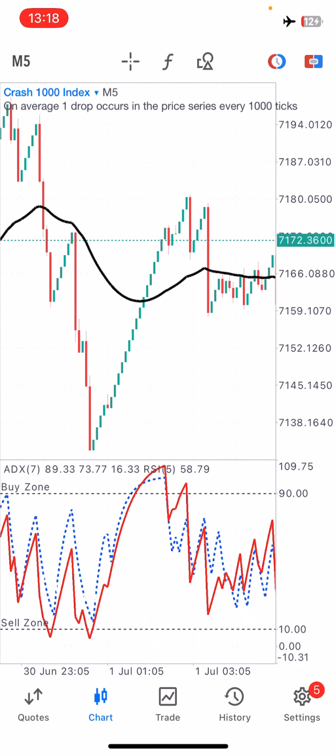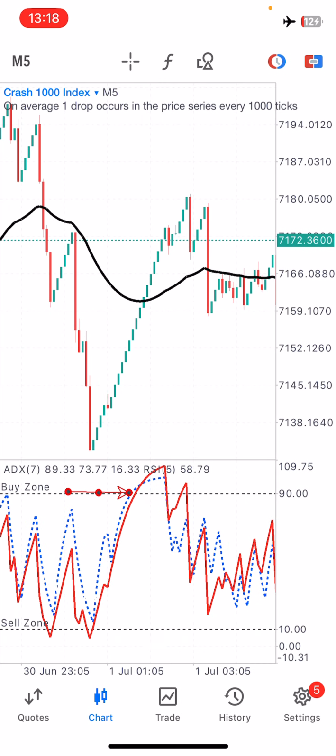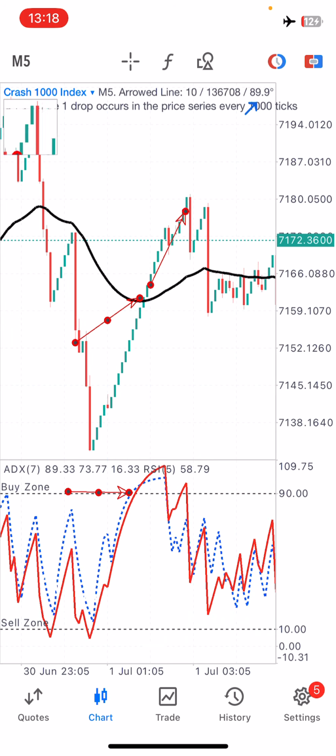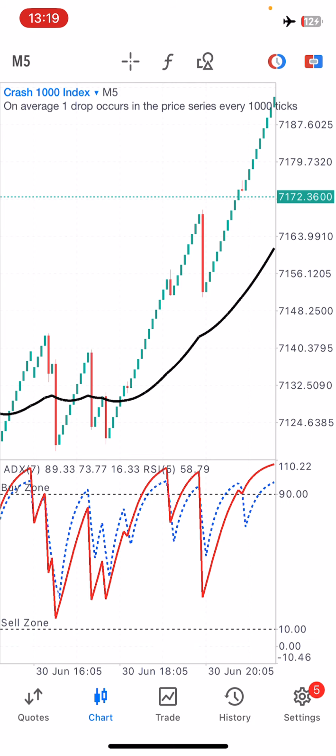Same concept. My blue and red line have approached my buy zone. My black line is crossed to be above my moving average, and my market is pushing all the way up. I'm going to share with you guys where you're going to take your profits and where you're going to put your stop losses. But first, you need to know when to actually enter. Okay, maybe that was luck again. Let's take a look at another example.